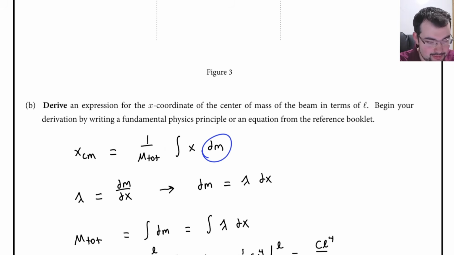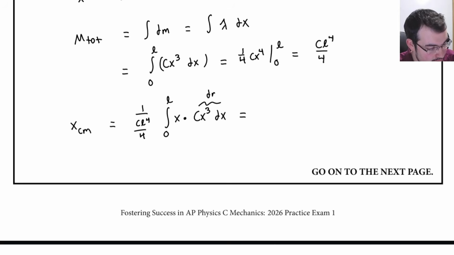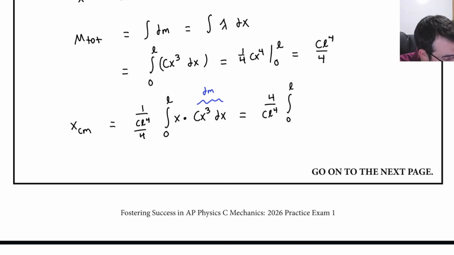But remember we said dm is lambda dx. So I can just do my same integral as last time, except now I have an extra factor of x. Because we said that dm is lambda dx. So if we do that, I'll simplify this sort of compound fraction. So I get 4 over cL to the 4th times the integral from 0 to L of cx to the 4th dx, right? Because I picked up an extra x. And that's going to take out the c, because that lives in the numerator and the denominator.